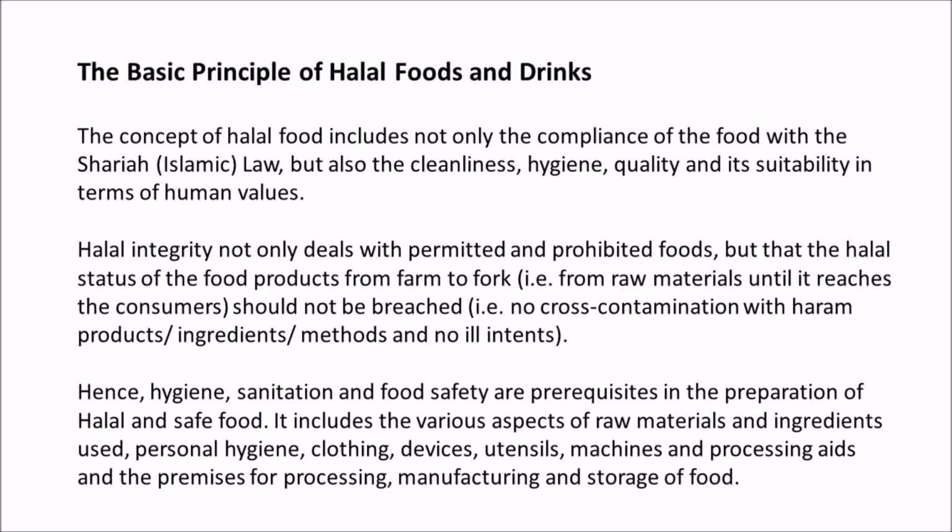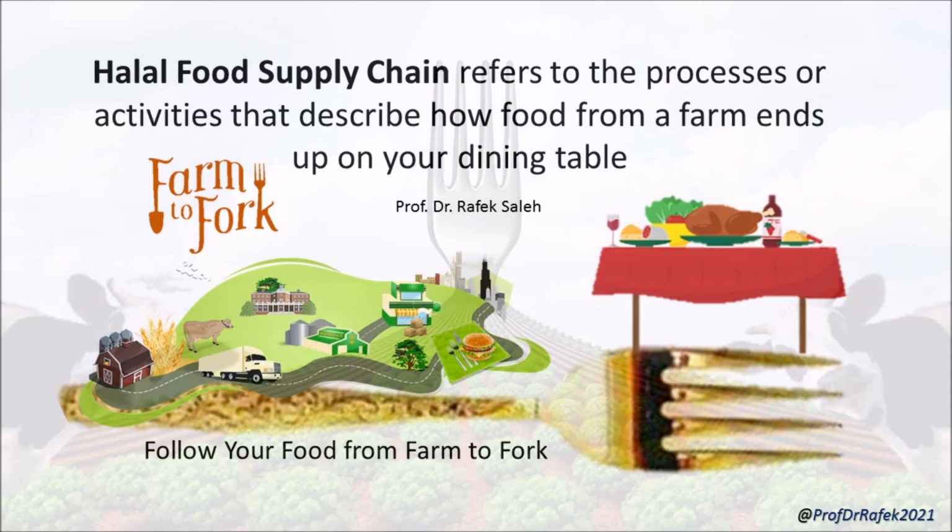I repeat again. Apart from halal, hygiene, cleanliness, sanitation and food safety are prerequisites in the preparation of halal and safe food. It includes the various aspects of raw materials and ingredients used, personal hygiene, clothing, devices, utensils, machines, processing aids, and the premises for processing, manufacturing and storage of the food. Now, the food supply chain from farm to fork refers to the processes or activities that describe how the food from the farm ends up on your dining table. This is the picture, self-explanatory, from farm to the table, from farm to the fork.